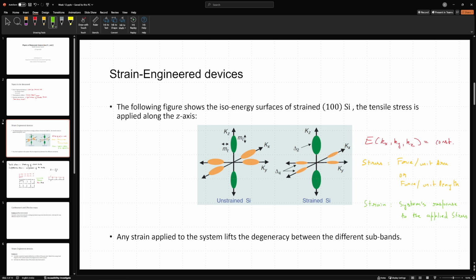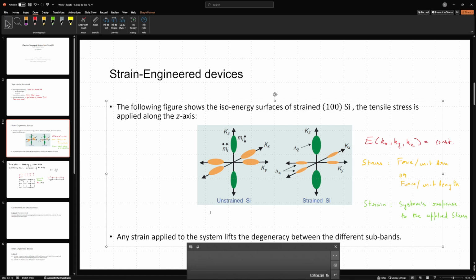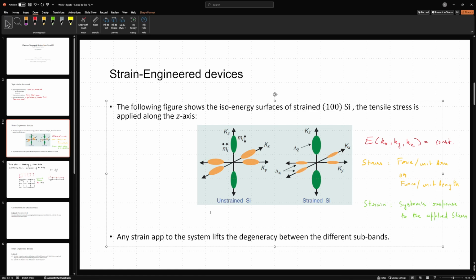So this is just cursory definitions. Okay, so I should not say any strain applied to the system. Any strain, let me just correct myself quickly there. Strain is never applied. Strain is given as a response. So any strain experienced or present in the system. So stress is applied to the system.